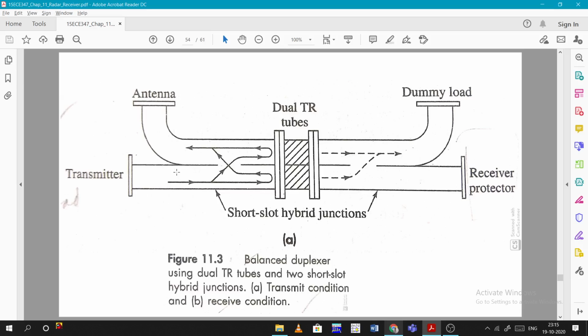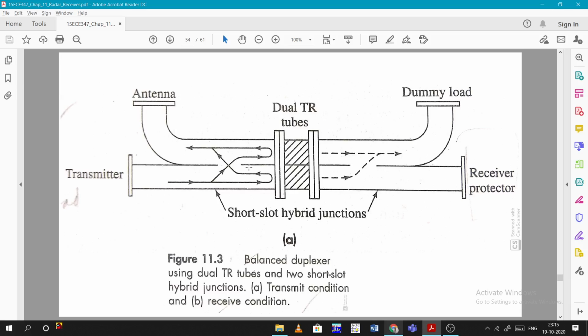So what happens when the transmitter signal hits here? When something needs to be transmitted, the transmitted signal goes and hits the dual TR tube. Due to the impedance difference, the entire signal will be reflected back and directed towards the antenna, and the same thing happens here also.